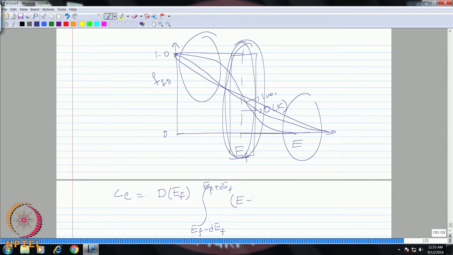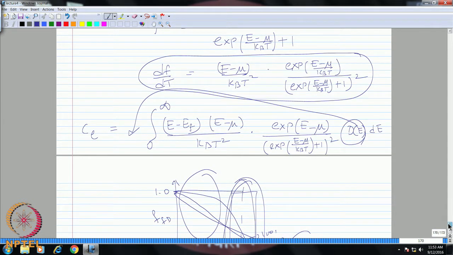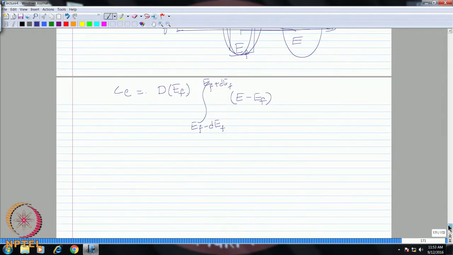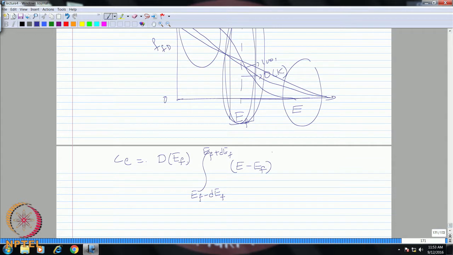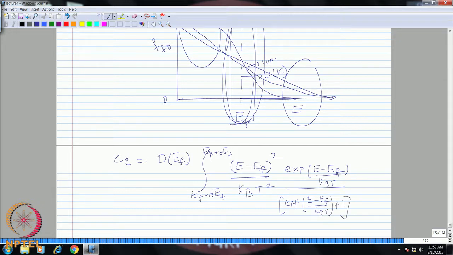Okay. So, about this zone, we can replace E minus mu with E minus Ef. Therefore, we have (E minus Ef) the whole square by kb T square, into exponential of (E minus Ef) by kb T, divided by exponential of (E minus Ef) by kb T plus 1, the whole square, dE.